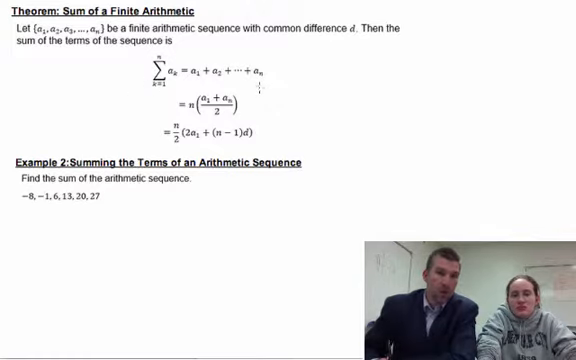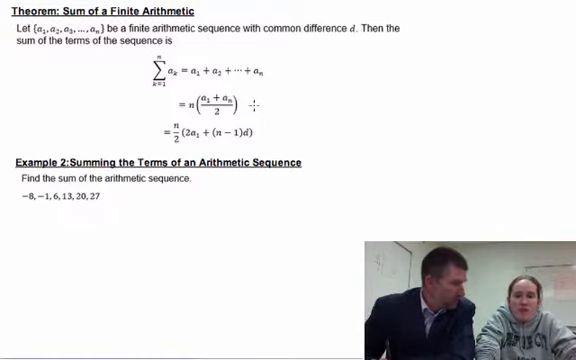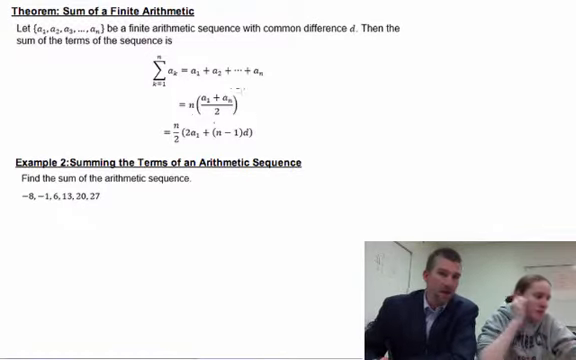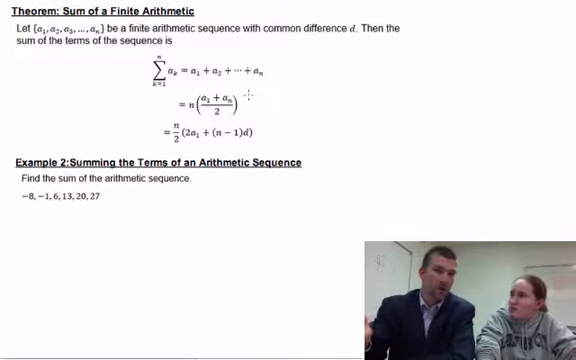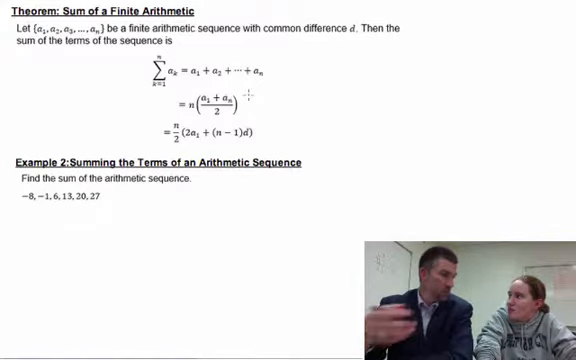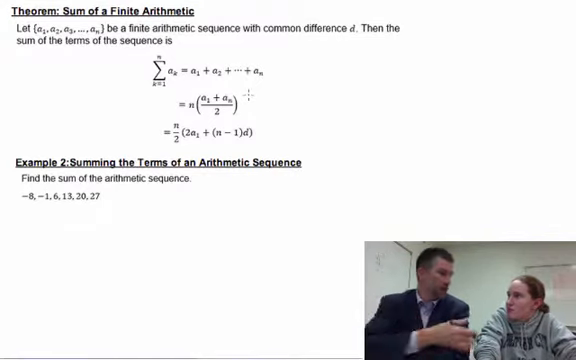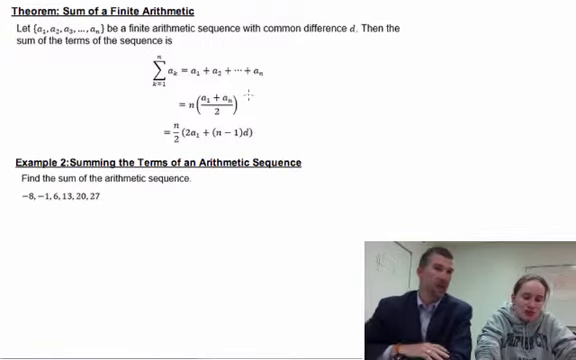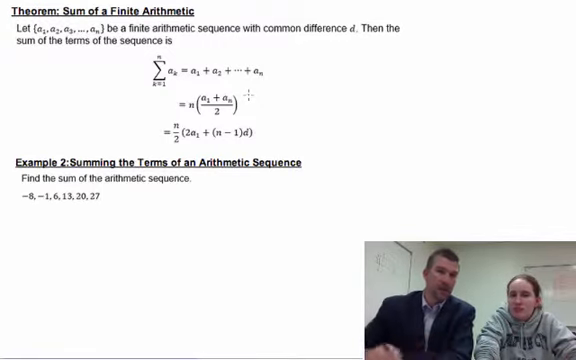This goes back to Carl Friedrich Gauss, who added up the first 100 numbers. His teacher gave him an assignment and said, you need to add up the first 100 numbers, and after you do that, bring me your slate and I'll tell you if you got the right answer. Well, he did it very, very quickly, and he discovered this pattern right here.